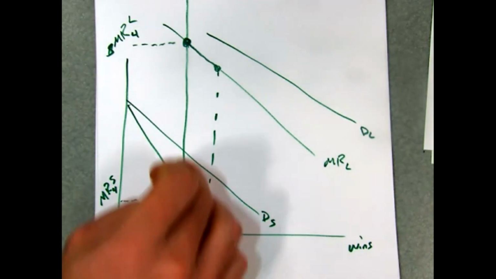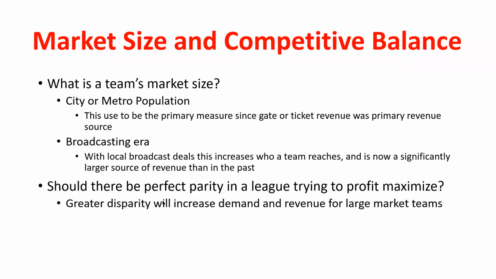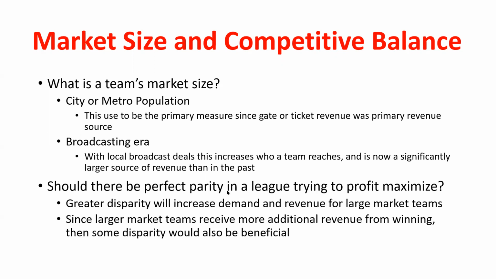I probably should have drawn this as a dashed line, but I'm just trying to make a point at the same number of wins. So we don't really want complete parity, right? And if we have any disparity in our league, we want it to be that the large market teams are performing a little bit better. Okay. I've kind of already said this. Any questions there before we keep moving?